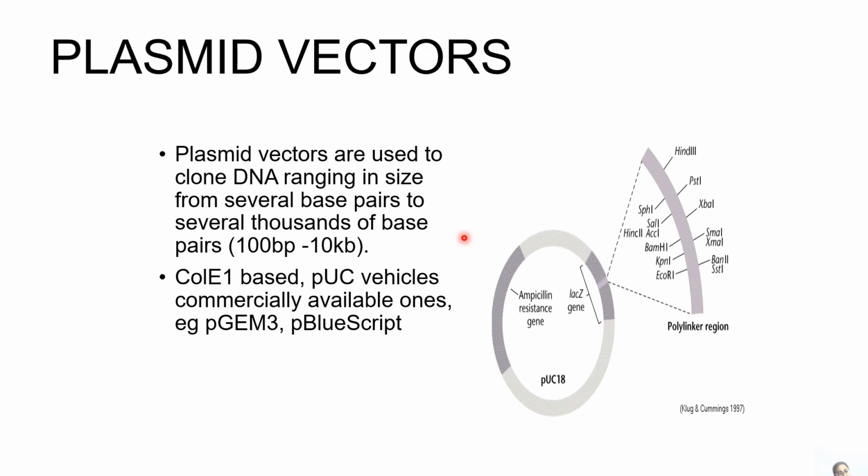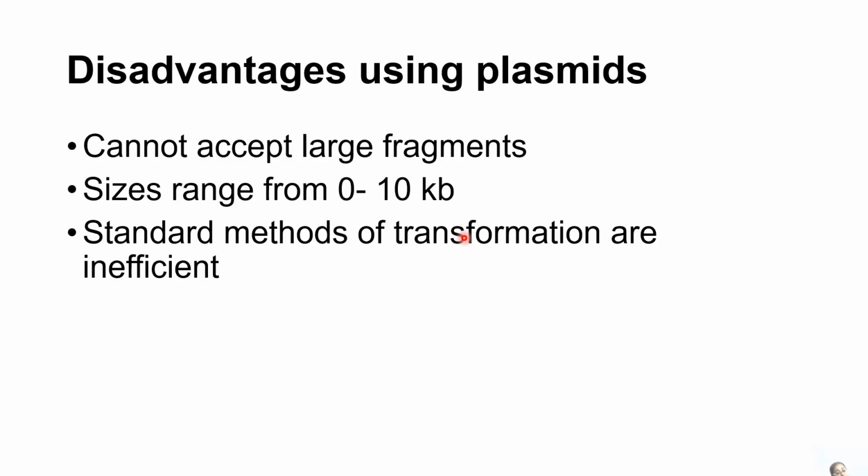We have talked about the types of cloning vectors. It can be plasmid vectors. What are the disadvantages? They cannot accept large fragments, and standard methods of transformation might be inefficient.